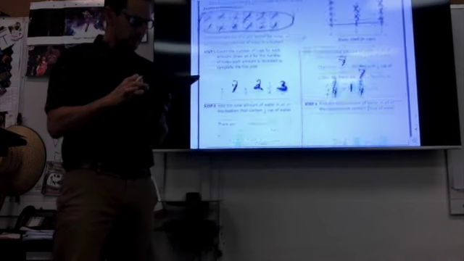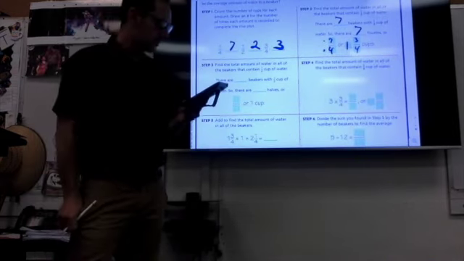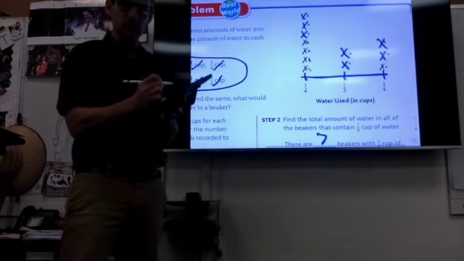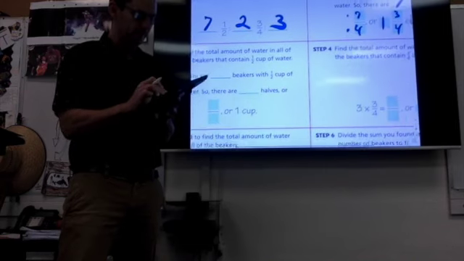Then step 3 says find the total amount of water in all of the beakers that contain 1/2 cup. So then go back up here. There are 2, right? 1, 2 beakers that have 1/2 cup.